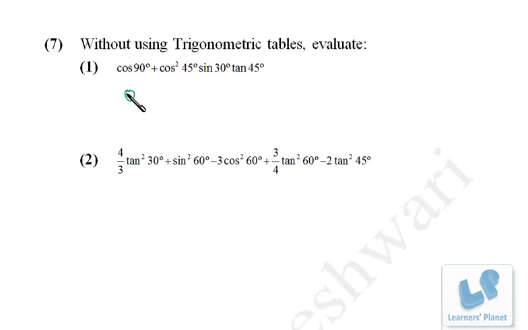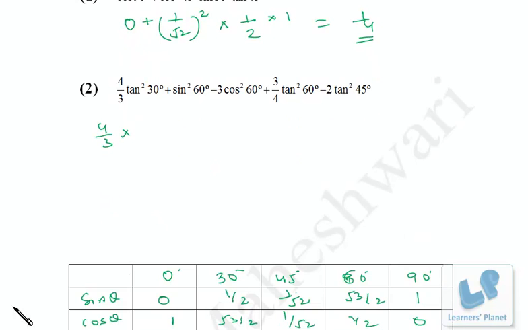So it's 0 plus 1 by root 2 whole square. Sin 30 degree is half and tan 45 degree is 1, right? So it's what? 1 by 2 into 1 by 2 into 1, that's 1 by 4, right? Very simple.